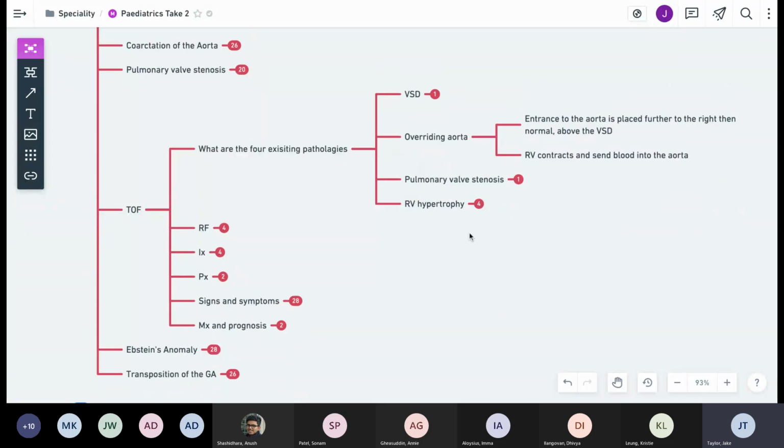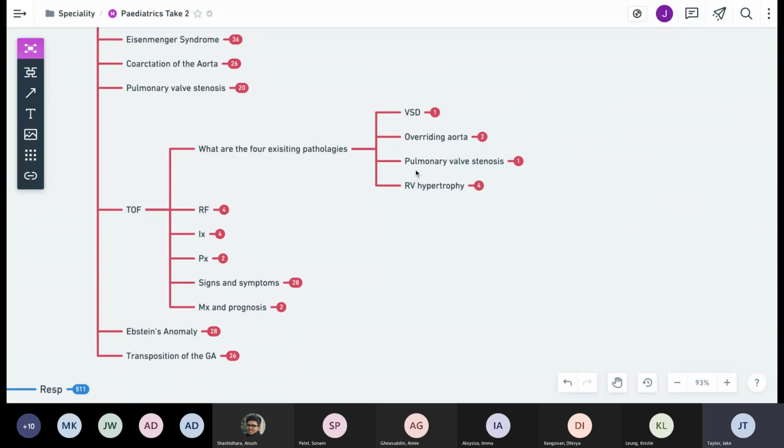Okay, so which of these four things correlates with the severity of the condition and the earlier that they present? Besides the VSD, is it the amount of right ventricular hypertrophy, the overriding aorta, or the pulmonary valve stenosis? Stenosis, right ventricular obstruction. Okay, so it's the amount of pulmonary valve stenosis.